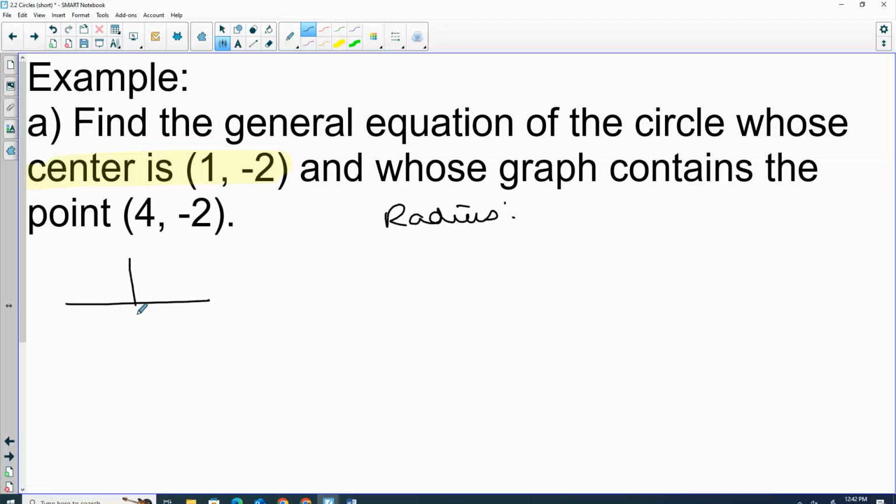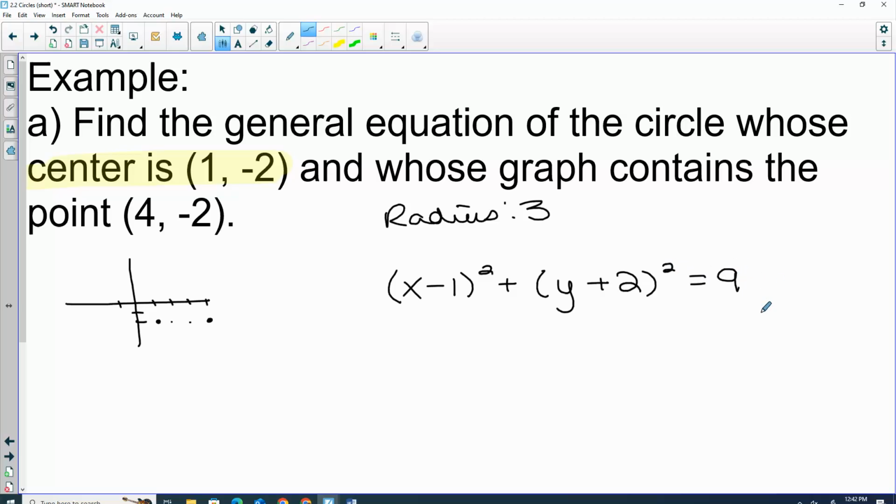Yeah, you might have been able to. If you can't tell by looking at it, then we could draw ourselves a quick graph. If we're at 1, -2, the point 4, -2 is on my circle. How far apart are those? 3. So my radius is 3. So my equation, x minus h, so x minus 1 squared, y minus k, so y plus 2 squared, equals r squared, so 3 squared would be 9.